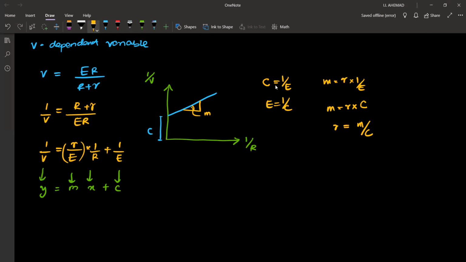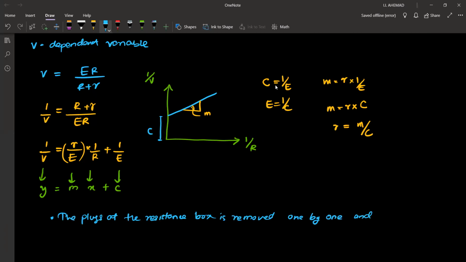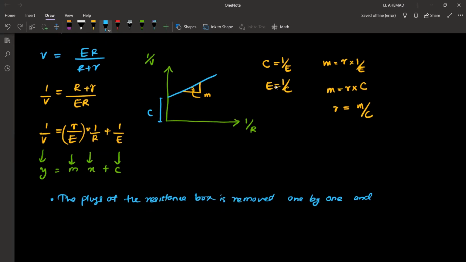Okay. So here also we remove the plugs of the resistance box one by one, and the corresponding voltmeter reading is obtained.